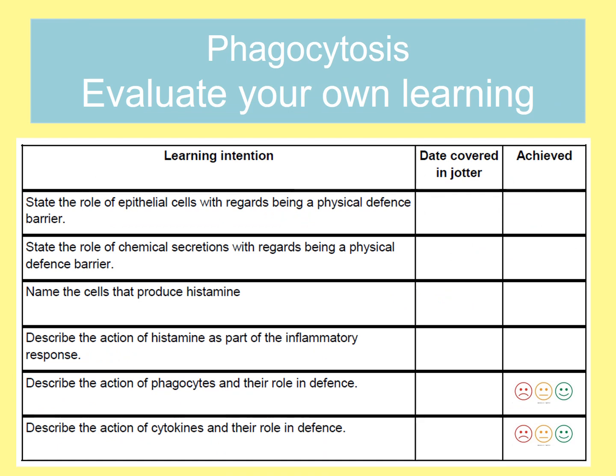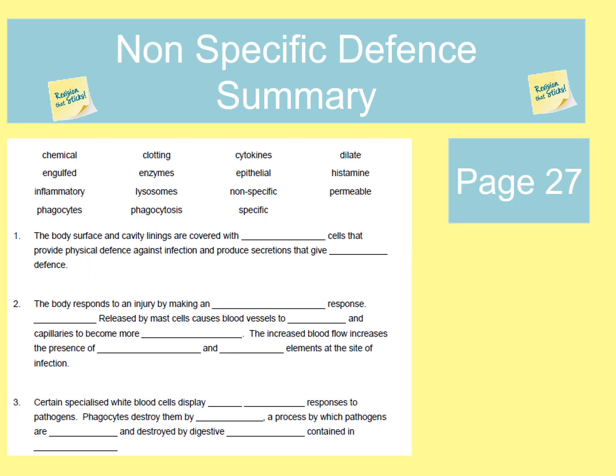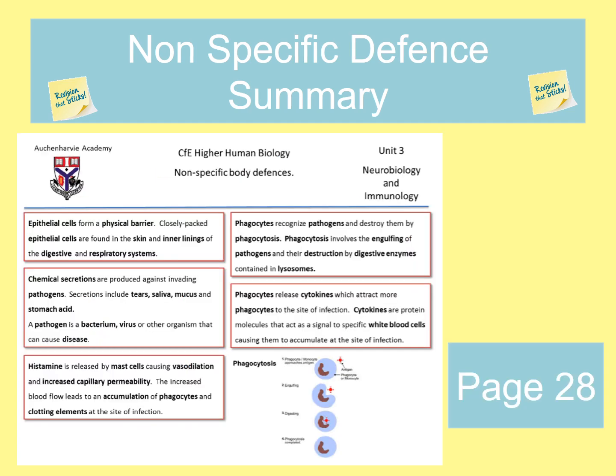That's us at the end of this teaching and learning PowerPoint. You're asked, as always, to assess your own learning against the 2 learning intentions appearing on the screen. If there's anything you're unsure of, please go back to the relevant part of the PowerPoint. That's us at the end of our key area on non-specific defence. You've been asked to look over page 27 where you can fill in your summary. Page 28 has a completed level C summary for this subtopic.